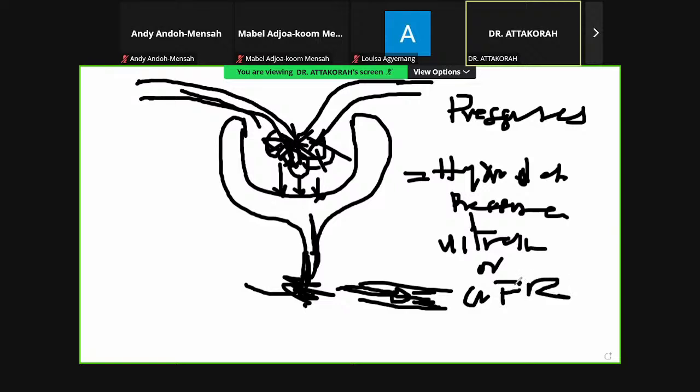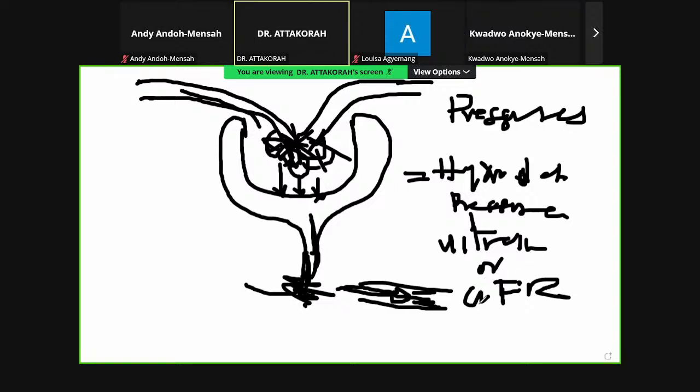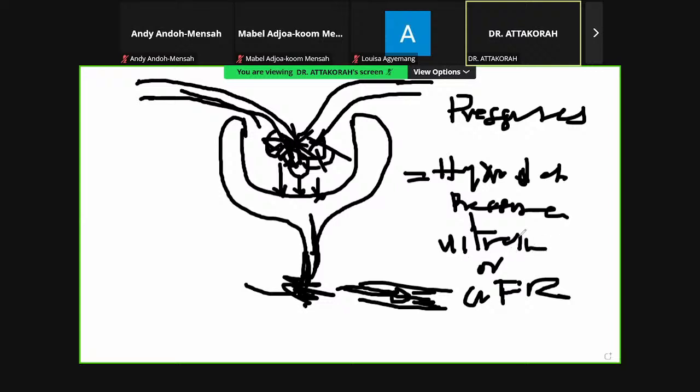What is GFR? For you to get the GFR, or ultrafiltration, or hydrostatic pressure gradient, it means that the pressure here has been able to overcome the opposing pressure. Now we are having a pressure gradient, and that pressure gradient is the same as GFR and also the same as the hydrostatic pressure gradient.